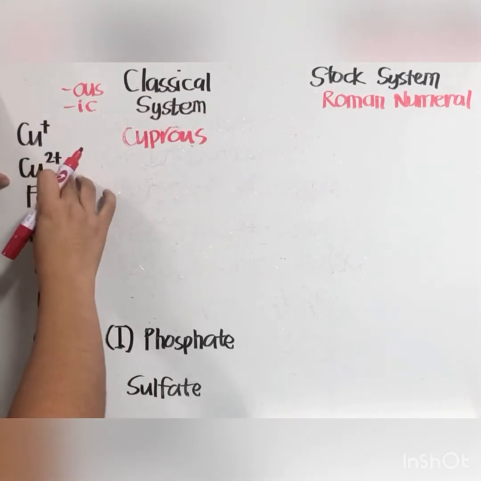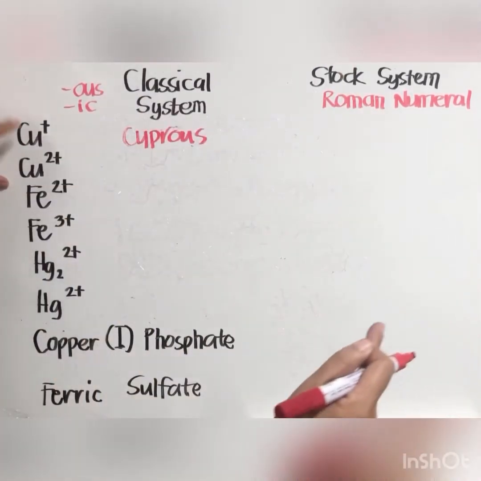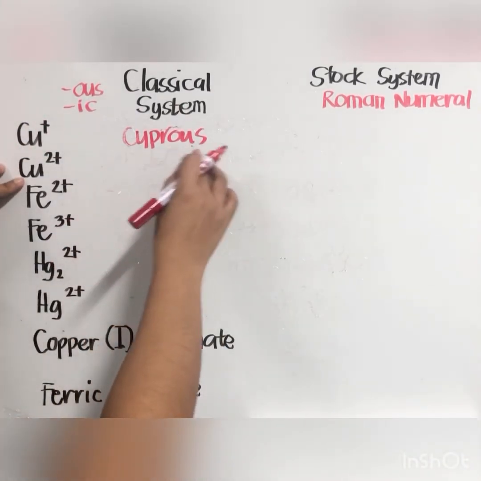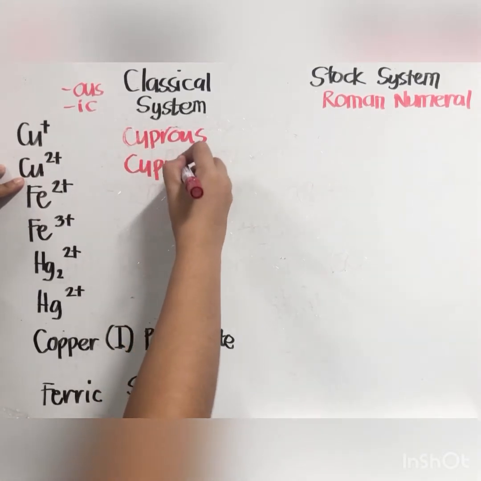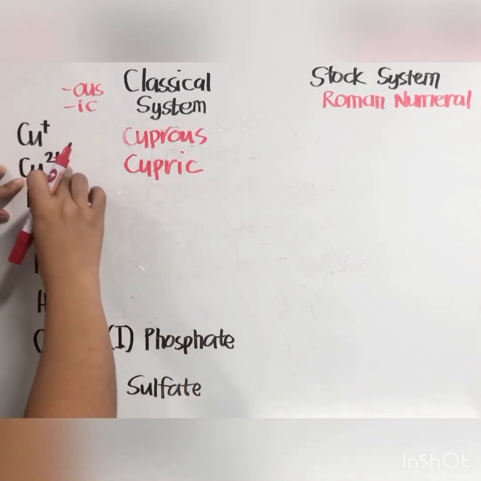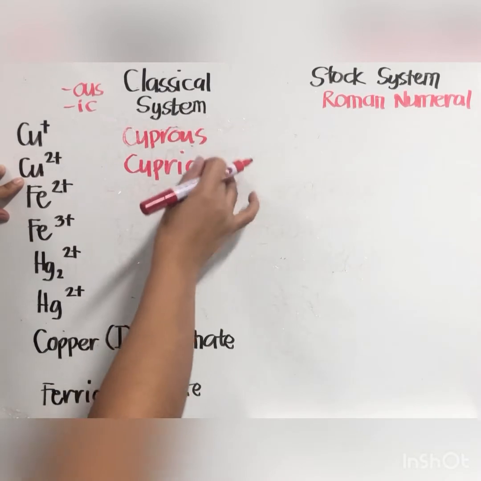How about 2 positive? The IC ending is for higher charge, and 2 positive is of higher charge, so you can name this one with an ending in IC. Still use the Latin name, but this time we can name this one as cupric, ending in IC, because again it is of higher charge. If it is of lower charge, then make use of the ending OUS.